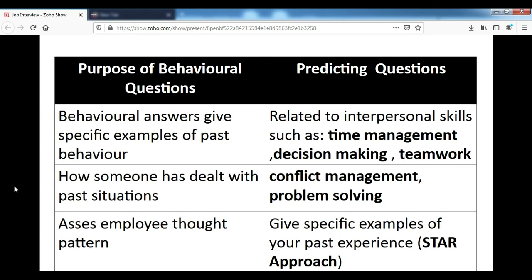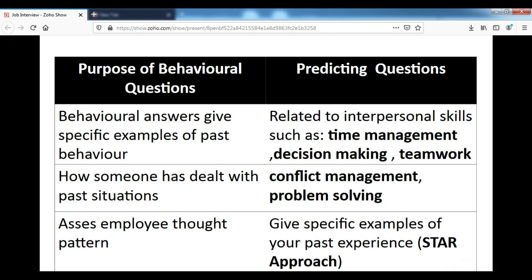The third type, the most important one, is behavioral questions, and here the interviewers are interested in checking your past behaviors, or how you have dealt with past situations. So they want to assess your thought pattern, and this is one of the most important things in your job interview. Fine, so they want to check how you handle time management, how good you are at decision making, whether you are good in teamwork or not, how you can resolve conflicts, or how you can solve problems.